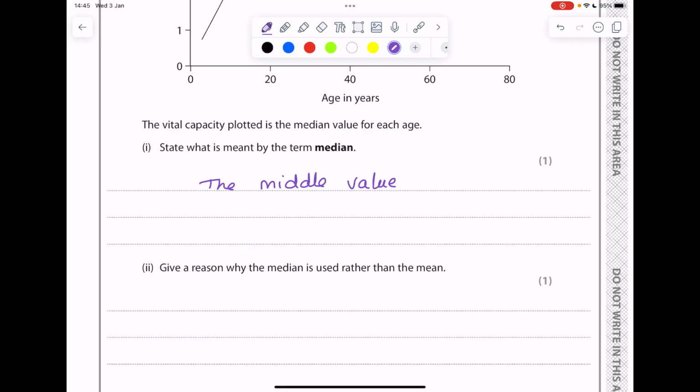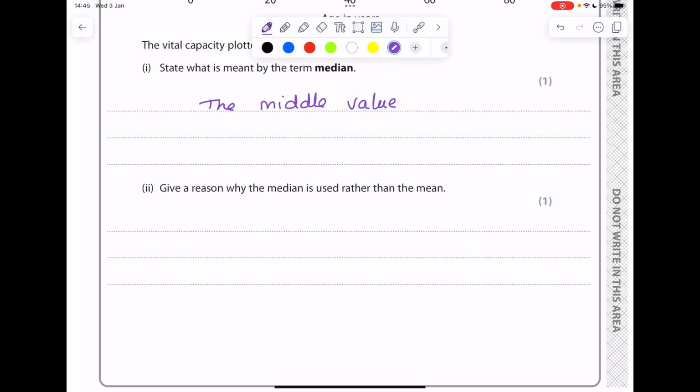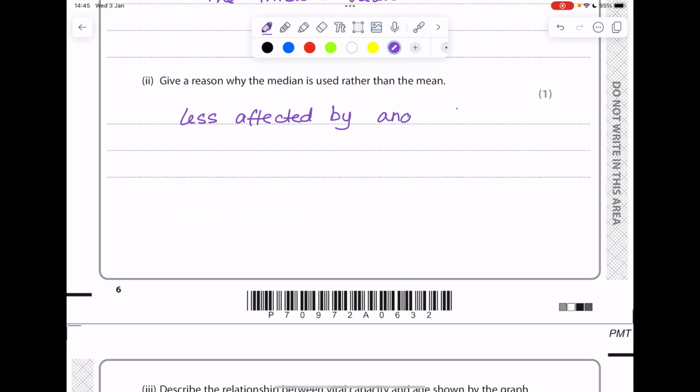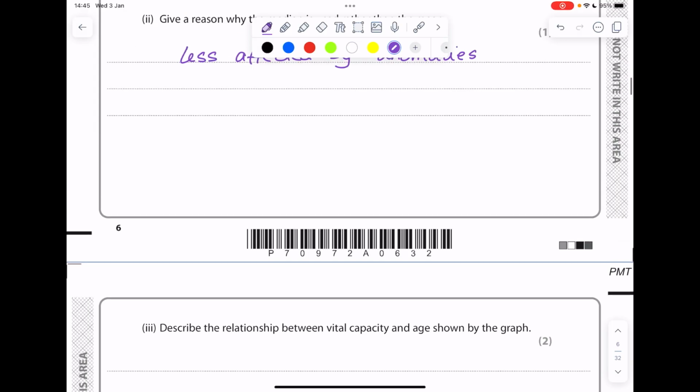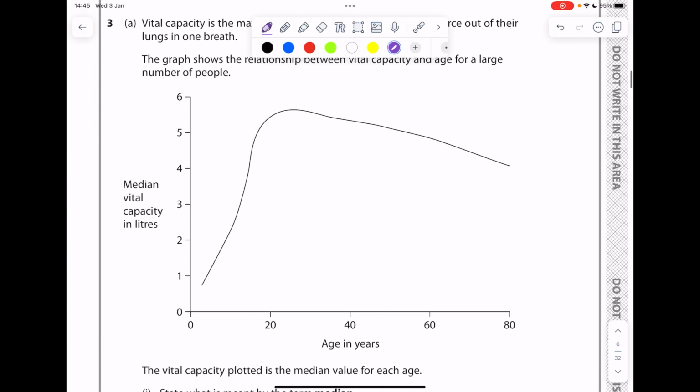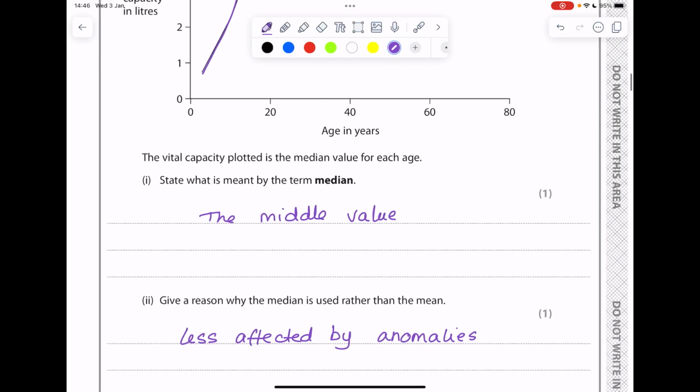Give a reason why the median is used rather than the mean. It's actually because it means that the data is less affected by anomalies. Describe the relationship between vital capacity and age shown by the graph. So remember, that's saying what we see on the graph, it doesn't require any explanation. So we can see that the vital capacity increases steeply up until the age of 20 to 25 years. Then it levels off and then decreases steadily.